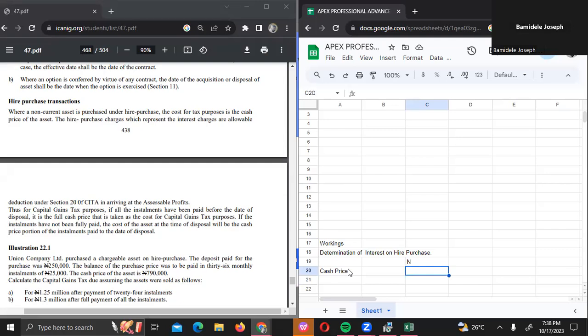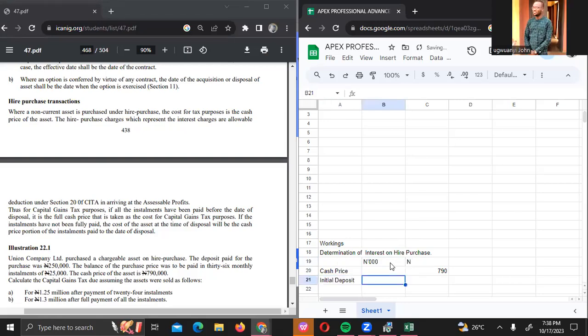790. That's the cost of the asset. The cash price of the asset is 790. Now, your initial deposit is how much? Initial deposit is 250,000, right?